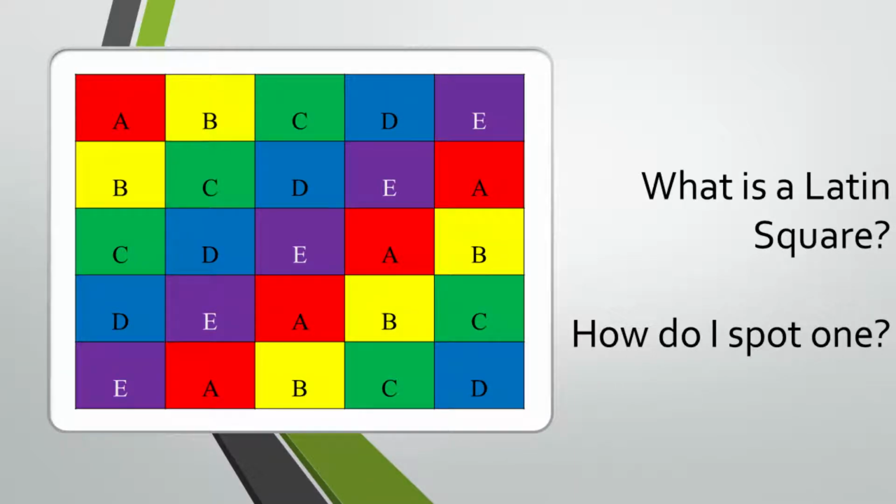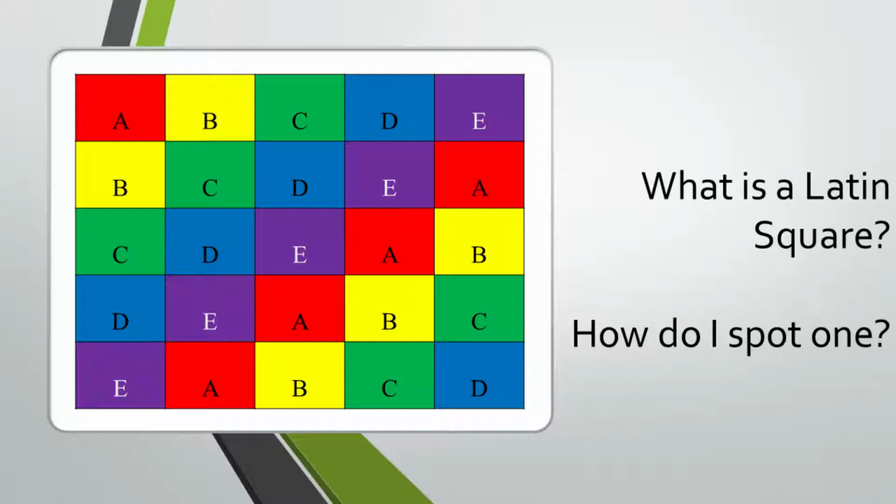Latin squares are simply square arrays of length n where each cell can have one of n distinct values. What sets a Latin square apart from a regular square array is that every element appears exactly once in every column and in every row. A Latin square can be easily identified by checking every row and every column and ensuring that each element appears exactly once in every row and in every column.